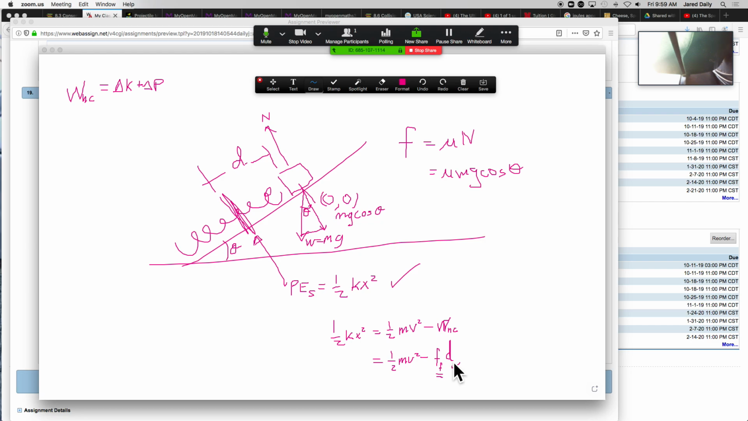Does that make sense? Yep. This is 1/2 kx squared on the left side. So in that case, this first term goes away because V is equal to 0. And the energy that you had in the spring becomes all energy going up the ramp being taken away by friction. So this equation gets you both B and C, but in different ways. Make sense? Okay.